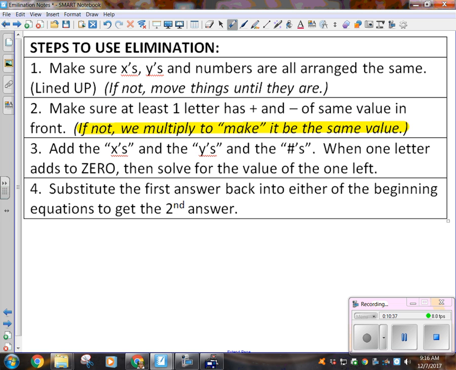Okay. Let's just go back and read. Make sure the x's, y's, and numbers are arranged the same. They were lined up. Make sure at least one letter has a positive and a negative of the same value. I had positive 2 and negative 2 with y. Add the x's, add the y's, and add the numbers. When one letter adds to 0, solve for the value of the one left. Now, how do you get the final answer?